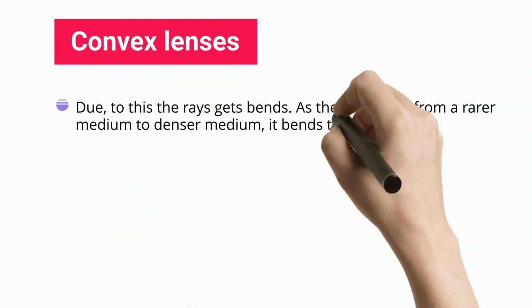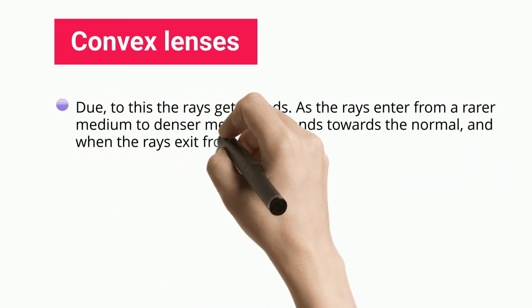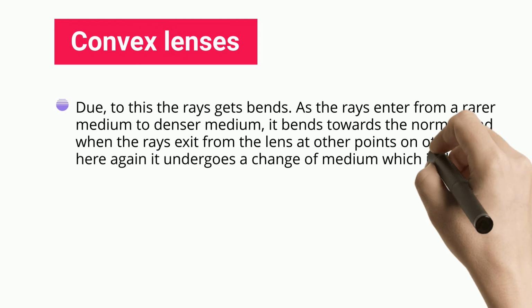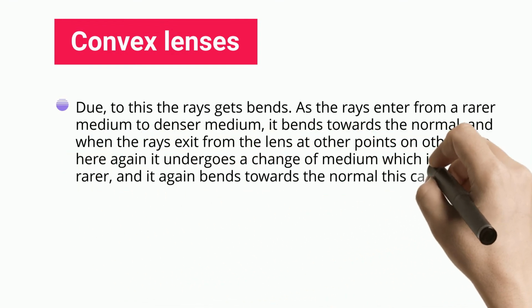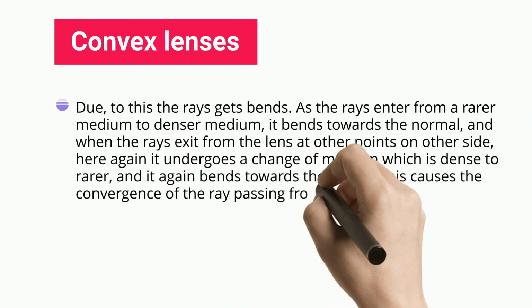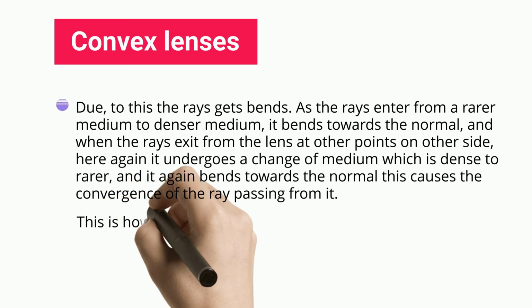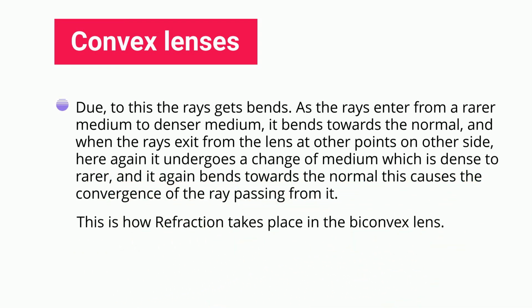As the rays enter from a rarer medium to a denser medium, they bend towards the normal, and when the rays exit from the lens at other points on the other side, here again it undergoes a change of medium, which is dense to rarer, and it again bends towards the normal. This causes the convergence of the rays passing through it. This is how refraction takes place in the biconvex lens.